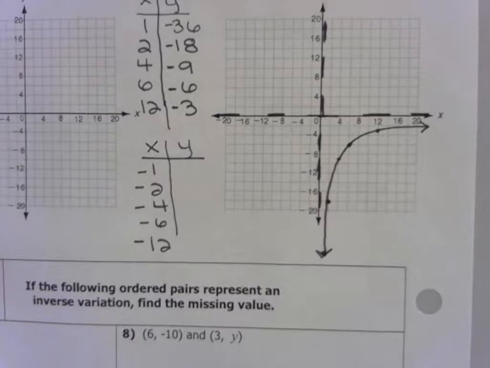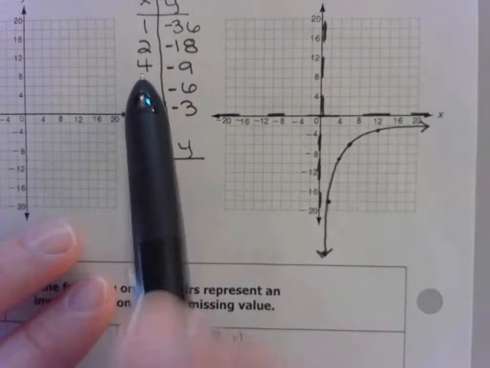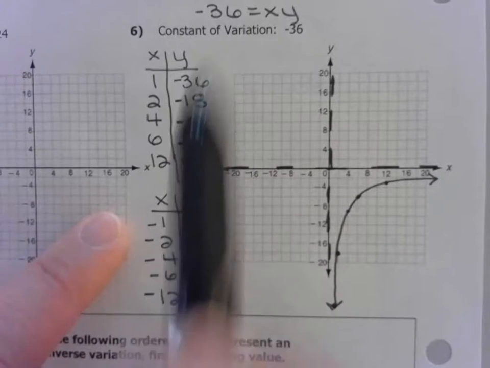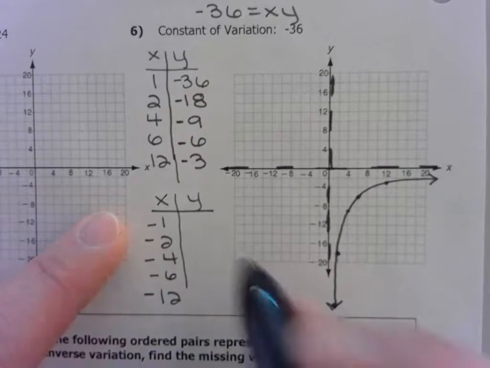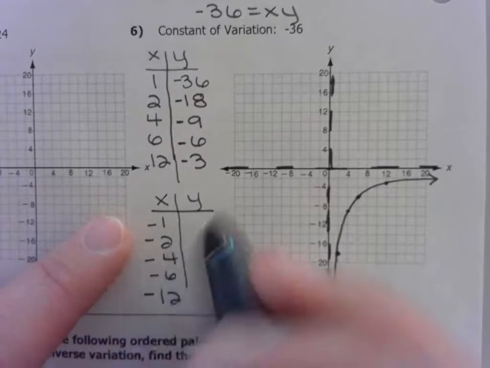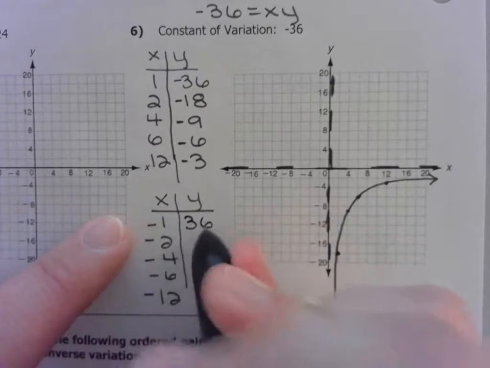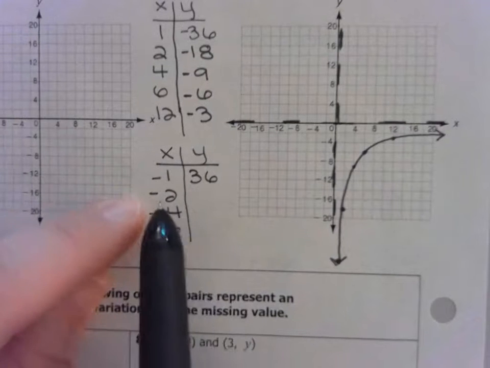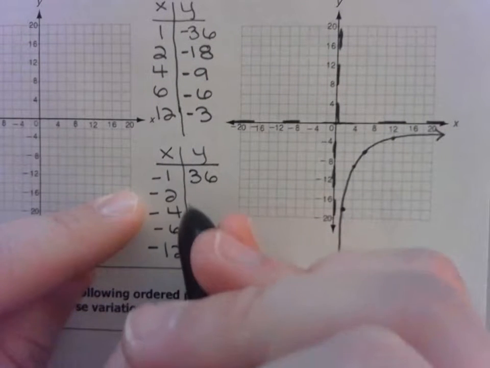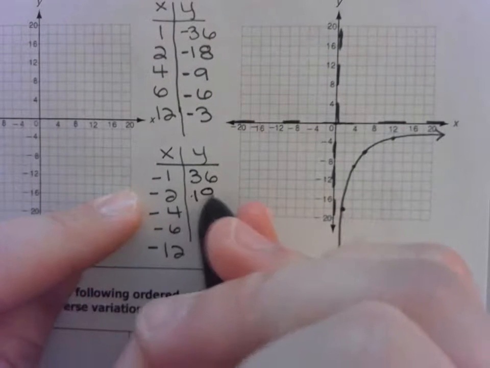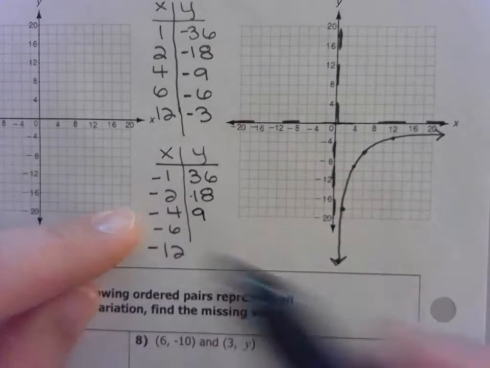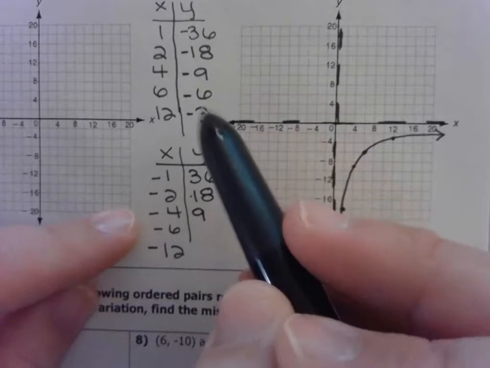Well, let's think about this. So you have a positive x t-chart and a negative x t-chart. Negative 1 times what gives me negative 36? Negative 1 times a positive 36. Since they have to multiply to give me a negative, and my x's are negative, all my y's have to be positive. Negative 2 times what gives me negative 36? Positive 18. Negative 4 times what gives me negative 36? Positive 9. So if you pick the same x values, your y values will be the same.